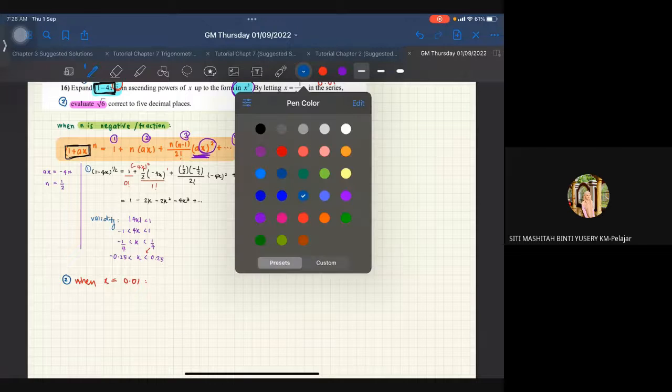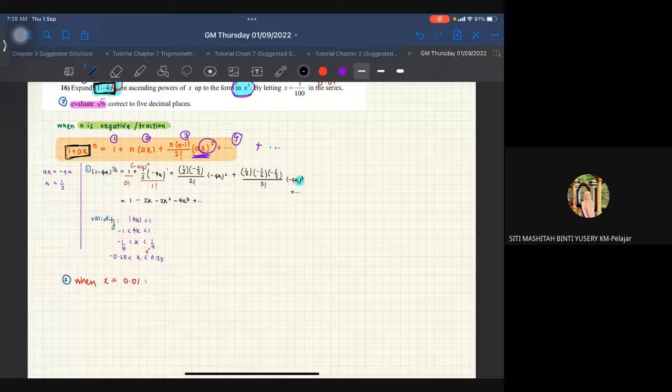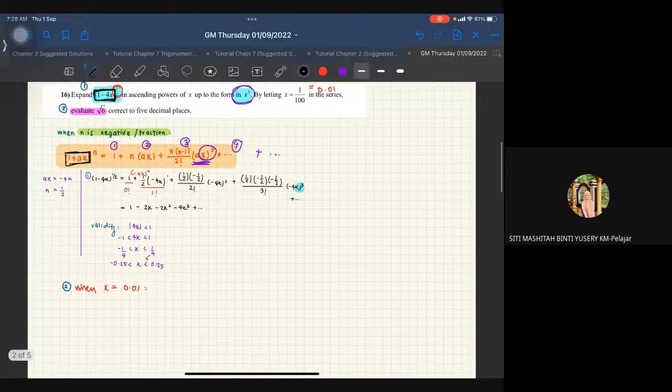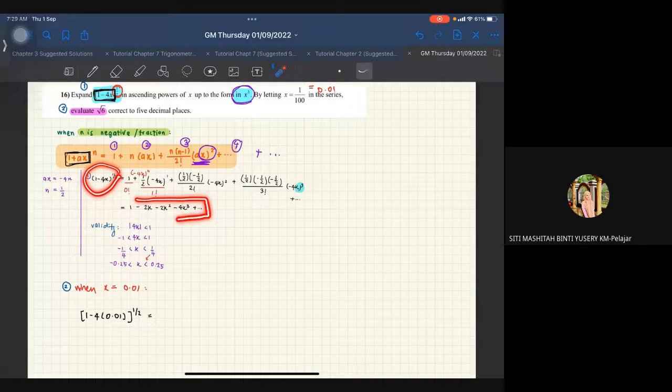Okay, so when x is equal to 0.01, saya masukkan dia dekat sebelah kiri. We have 1 minus 4x, sorry, 1 minus 4 times 0.01, power of 1/2. Okay, dia akan equal to, tadi kan awak ada this one sama dengan this one kan? Bila yang ini dah masuk 0.01, so yang ini pun kena masuk 0.01.